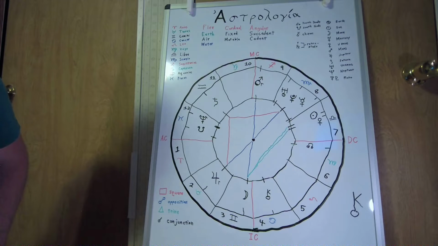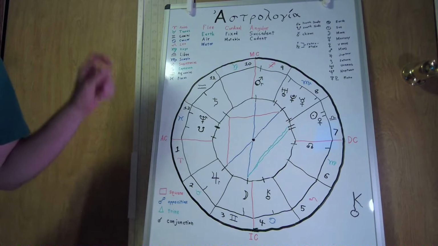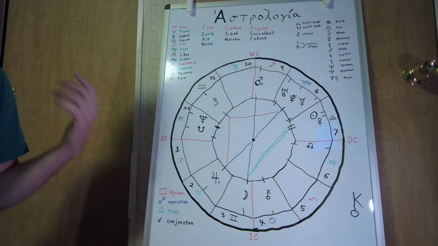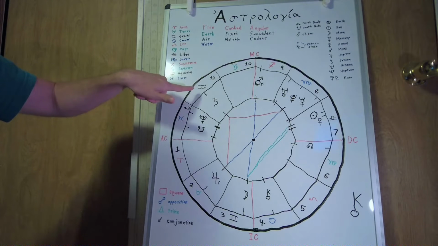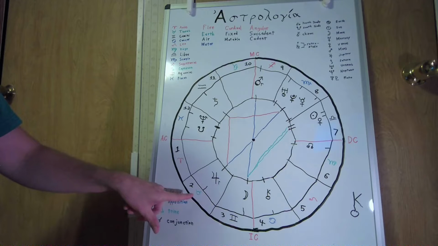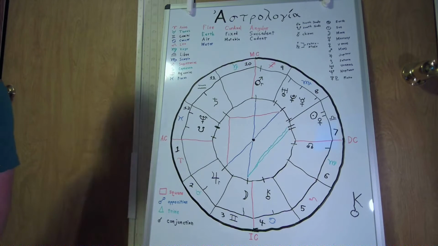So to start with, a square. If you see a square, that's the symbol for a square. A square is when the two planets or points are 90 degrees apart. So if we look here, let's say Saturn is 15 degrees Aquarius, and let's say Jupiter is 15 degrees Taurus. That's 90 degrees apart. That's a square. A square is basically going to be a point of tension and conflict. Or it's going to cause lots of tension, lots of conflict, and the two planets will not be working very well together.